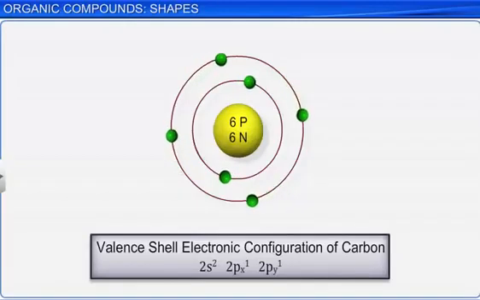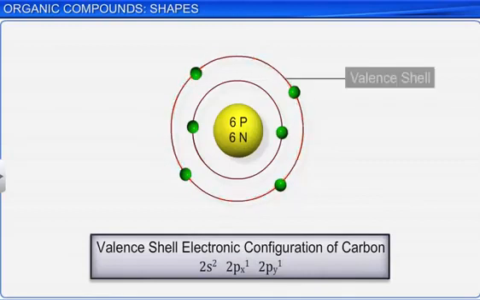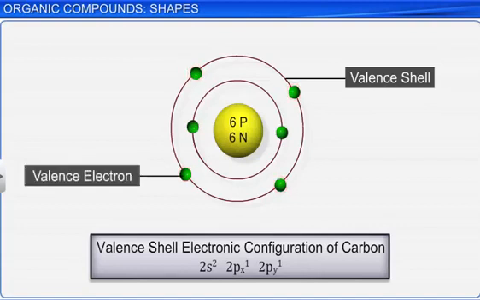The tetravalence of carbon can be explained from its valence shell electronic configuration. We know that the outermost shell of an atom is known as the valence shell. Electrons present in the valence shell, that is, valence electrons, take part in the chemical reaction.